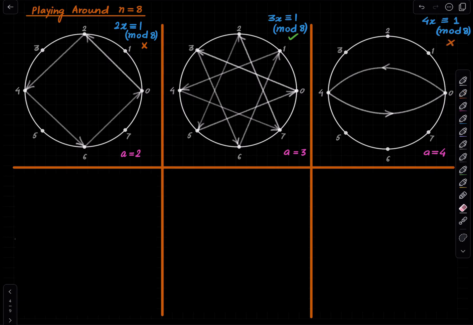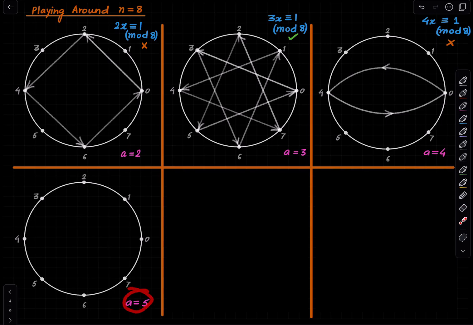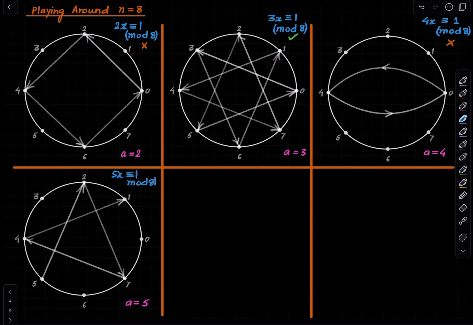Let's do more. A equals 5. Start with 5, add 5 to it. So 5 plus 5 is 10. 10 is same as 2. 2 plus 5 is 7. 7 plus 5 is 12, which is 4 modulo 8. 4 plus 5 is 9, which is 1 modulo 8, and we have reached 1. So we have a solution to this. 5x congruent to 1 mod 8. We have a solution to this.